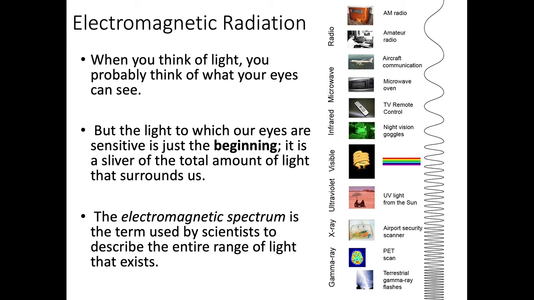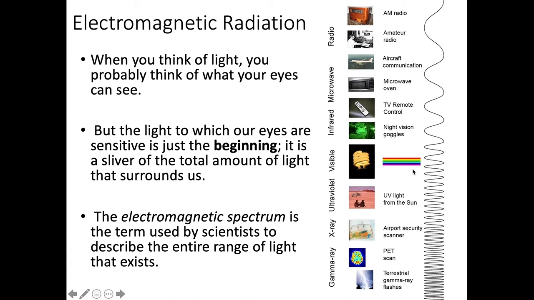So the electromagnetic spectrum is the term used by scientists to describe the entire range of light that exists. There are some examples on the side. Radio waves are a form of light. Microwaves are a form of light. Infrared rays are a form of light. That's what's being used to control your TV remote. Visible light, that's the small section that we can see. Ultraviolet comes from the sun. X-rays, gamma rays, all of these are types of waves that we classify as light.